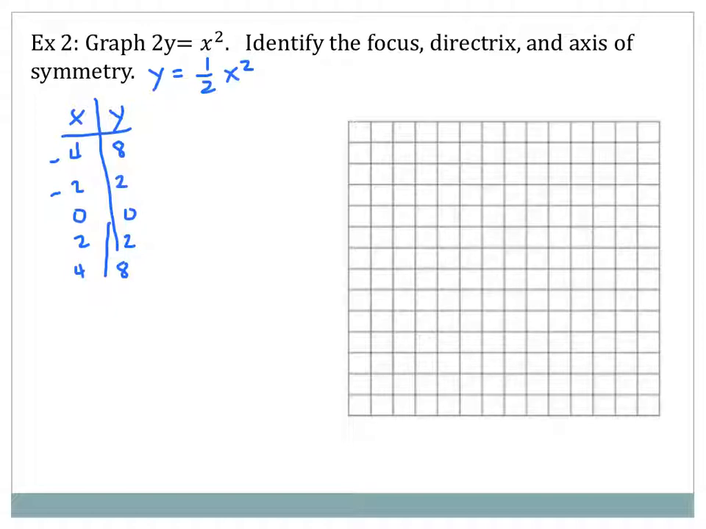And this is an upward-facing parabola, so I'm going to put my x-axis down here, and I'm going to put my y-axis right down the middle, and then I'm going to plot my points. So I've got 0, 0, 2, 2, and then 4, 8.